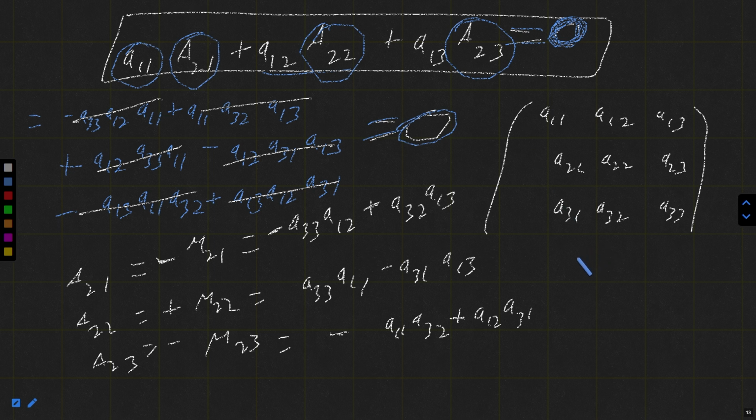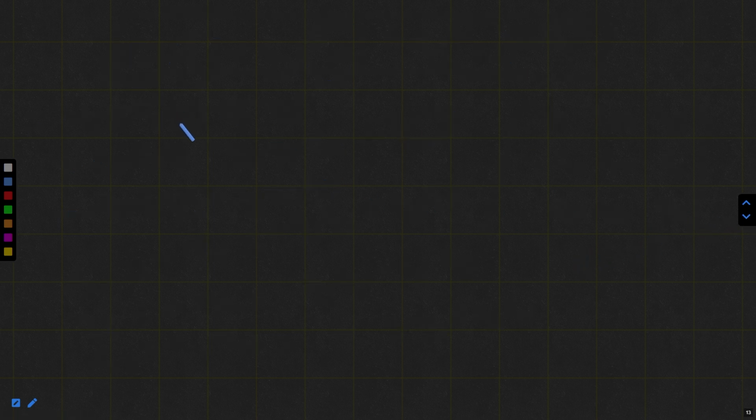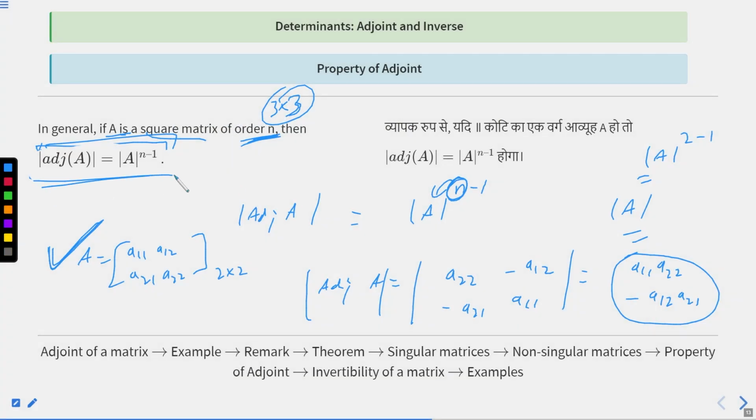Okay, clear? And what you should also find out is the adjoint. Okay, I hope that it is clear. So the determinant of the adjoint of A will always be the determinant of A to the power n minus 1. Okay, clear? So you saw these.